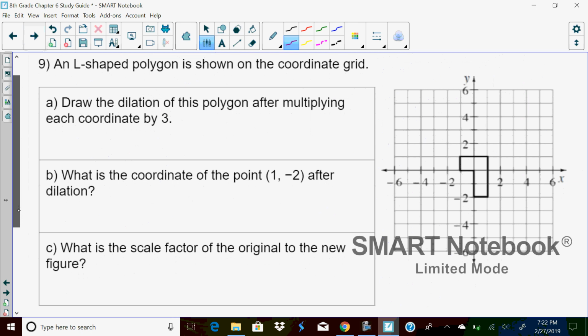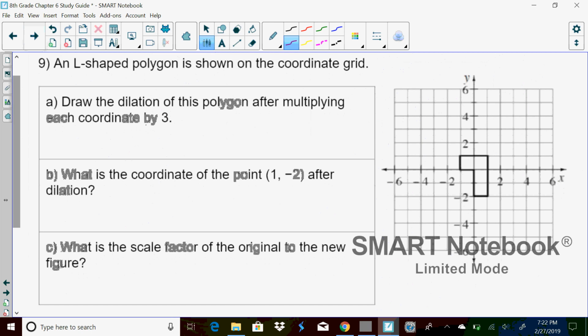Problem number 9, an L-shaped polygon is shown on the coordinate grid. Draw the dilation of this polygon after multiplying each coordinate by 3. So negative 1, 1 will be negative 3, 3. 1, 1 will become 3, 3.